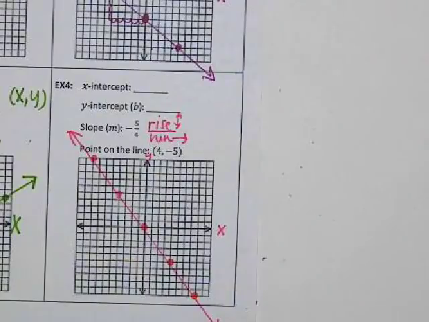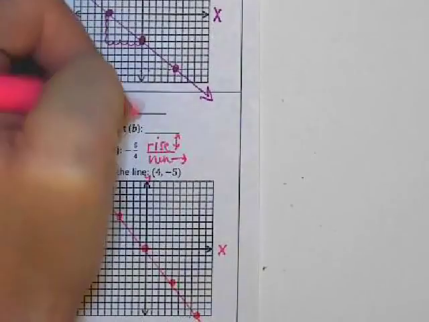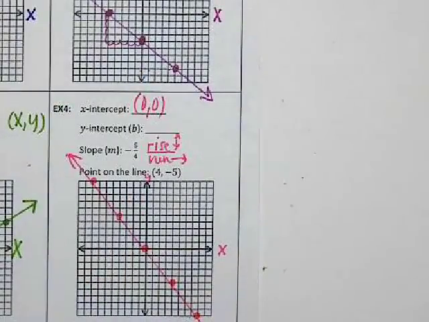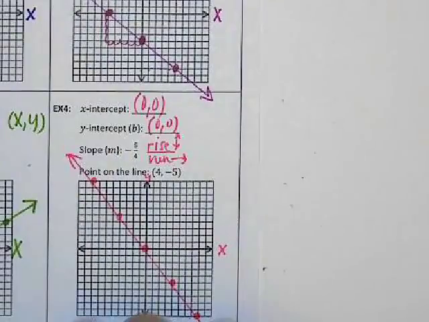Okay, it wants to know your x-intercept. Where does it cross the x-axis? The origin. At the origin, what is that point? 0, 0. Your y-intercept. Where does it cross the y-axis? The origin. What is that? 0, 0. Any questions?